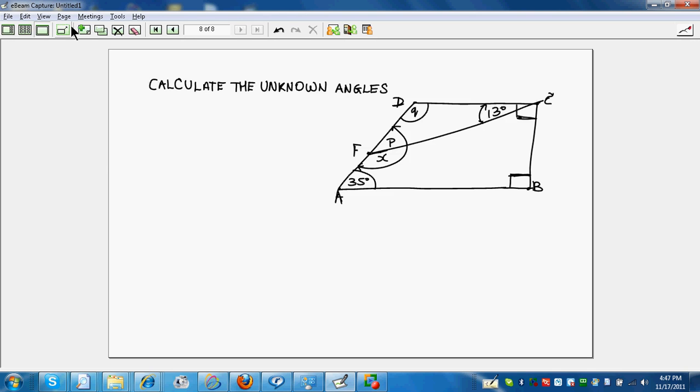Okay, we are asked in this question to calculate the unknown angles. Those angles would be angle X, angle P, and angle Q. So we have to calculate angle X, angle P, and angle Q.